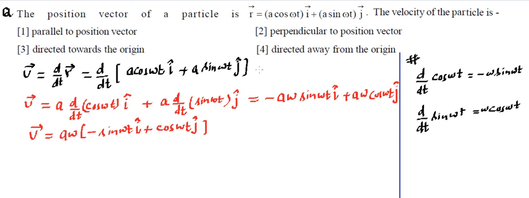If we write this position vector that we have used, this position vector r vector is, we can take this a outside, and in the bracket we will be writing it as a cos omega t i cap plus sine omega t j cap. So this is position vector, and this is the velocity vector. If acceleration vector is to be found out, we can further differentiate it.